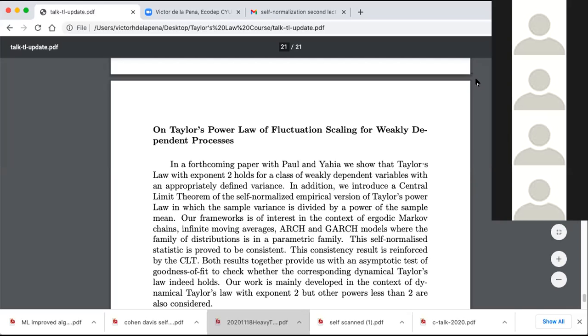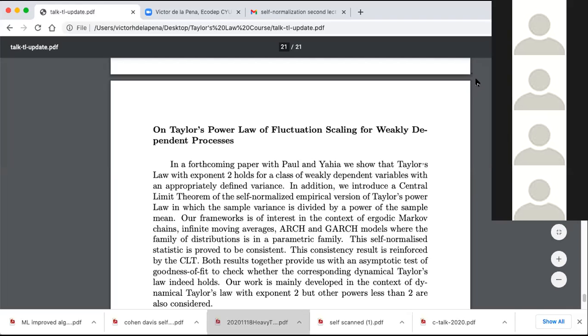The second part of the talk involved the study of Taylor's law in the context of self-normalization, which is related to the coefficient of variation. And this is a scale invariant law in that the power alpha in the Taylor's law is invariant under different scales, so the measurements could be in different scales.